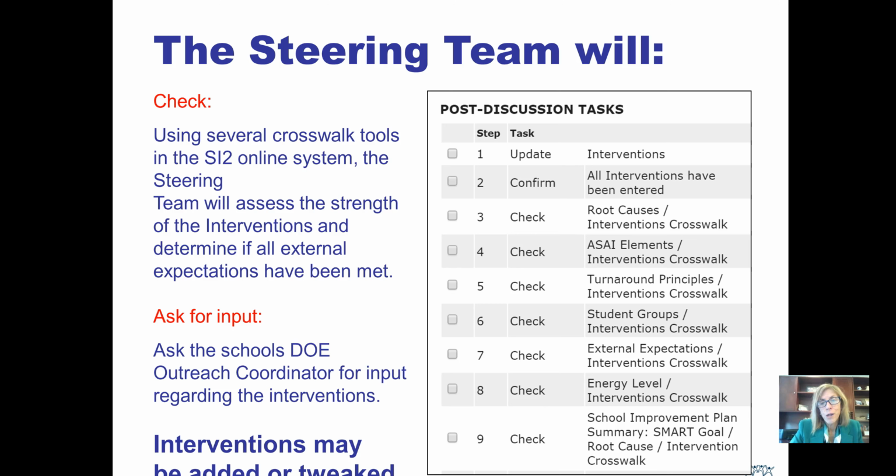And so these crosswalks will help your school to determine if you've met all those external expectations based on the things that you had planned to do. And if not, then they'll need to tweak some of those interventions so that you meet all the requirements for your school. Then, after they've done the crosswalks and everything's fine and you're just really happy with your interventions and everything's a go for next year, the final thing we're going to do is that the schools are going to contact their DOE, Department of Education, outreach coordinator in Indiana, and ask for their input regarding the interventions.